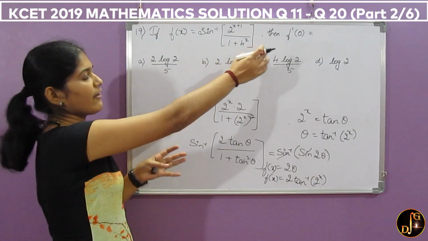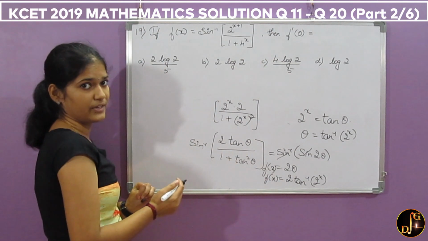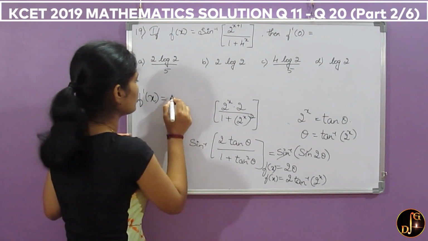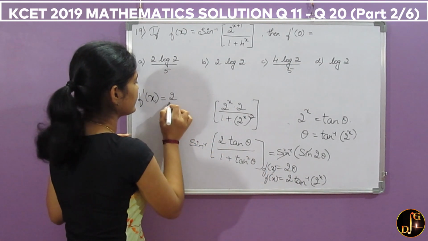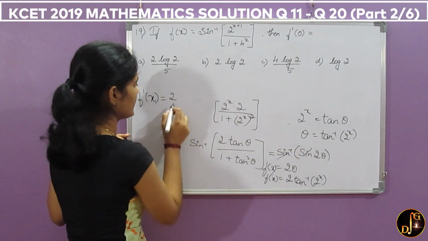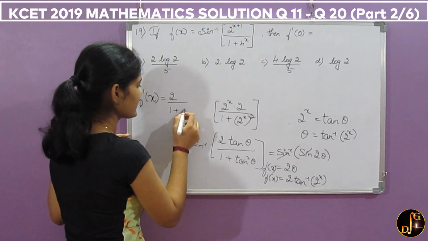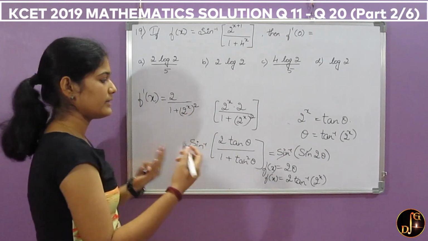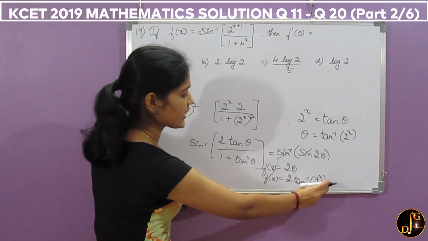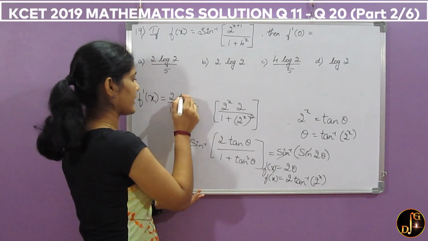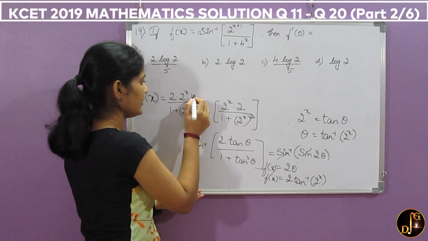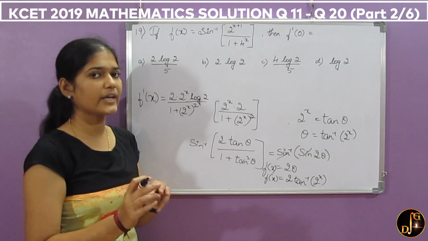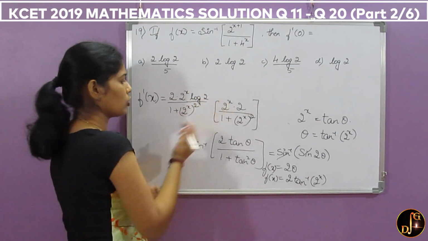Now we want to find f dash of 0. That means we have to differentiate this function. Let's find f dash of x. F dash of x means 2 into the differentiation of tan inverse, which is 1 by 1 plus x square, that means (2 power x) whole square. Then we have to differentiate 2 power x. Differentiation of 2 power x is 2 power x into log 2, because differentiation of a power x is a power x log a. So it will be 2 power x log 2.